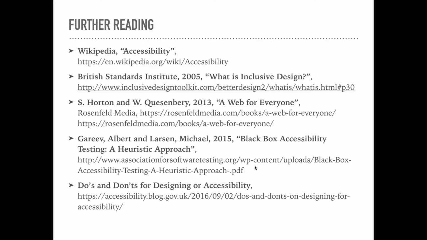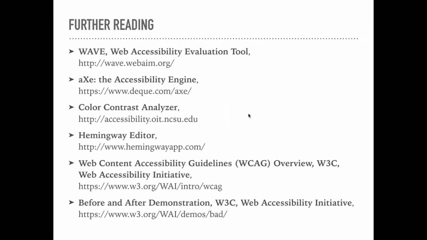And each of them also, this links to the GitHub that you can go to actually download them. And this is where you get all the tools that I showed: Wave, Axe, Color Contrast Analyzer, Hemingway Editor, and of course, if you really want to get into the guts of WCAG, Web Content Accessibility Guidelines, these are the links that you can get to, and the before and after demonstration.